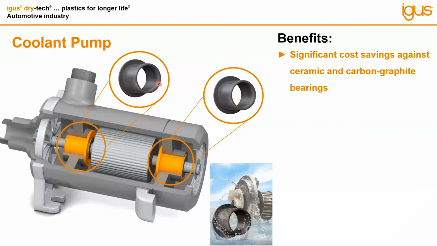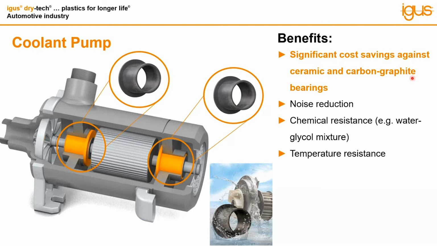Commonly used bearings in this area would include ceramic and carbon graphite. The iglide bearings would reduce the cost tremendously versus those components, and not just for the bearing cost itself, but the overall cost of the system. In addition to that, chemical resistance as well as noise reduction. Plastic bearings are vibration damping. In addition to that, their wear resistance will certainly help with that.